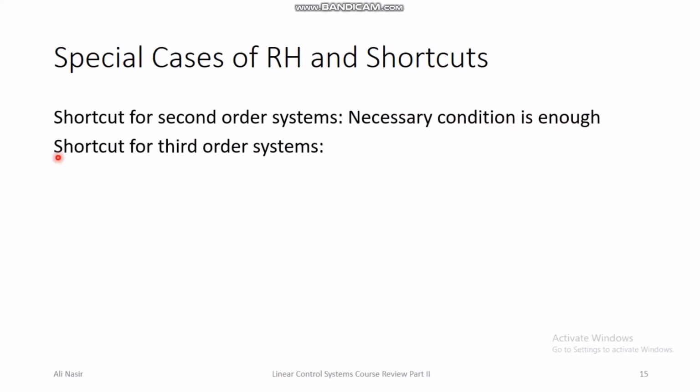Similarly, there is a shortcut for third order systems. If the third order system has a polynomial of this type, then the product of the coefficient of S square and the coefficient of S must be greater than the product of the coefficient of S cube and the constant coefficient for the system to be asymptotically stable. And in addition to this condition, of course, all of these four coefficients must also have the same sign. So for a third order system, the Routh-Hurwitz criteria shortcut is that all the coefficients must have the same sign and this product should be greater than this product.